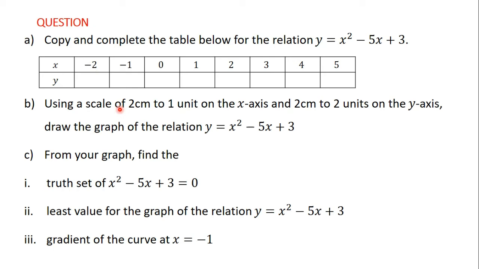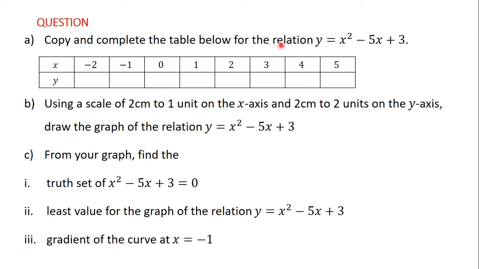We will solve the A and B part of the question in this video. That is, we will copy and complete this table for the relation y is equal to x squared minus 5x plus 3. Then we will use the values in the table to draw the graph of the relation in this video. In the next video, we will use the graph that we have drawn to answer the C part of the question. So let's start with the first one.